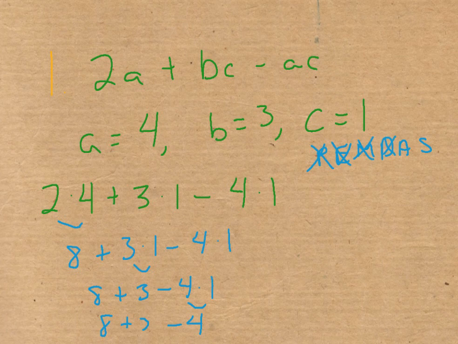So in this problem, 8 plus 3 is going to come first, so I'm going to do that first. So 8 plus 3 is going to give me 11. 11 minus 4, I'm going to copy the rest of the problem. 11 minus 4 is going to give me 7. So my final answer will be 7.